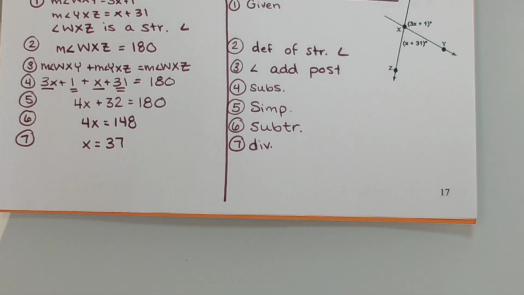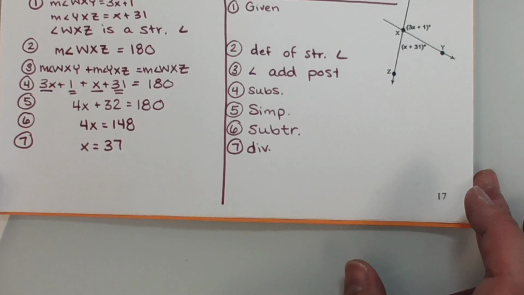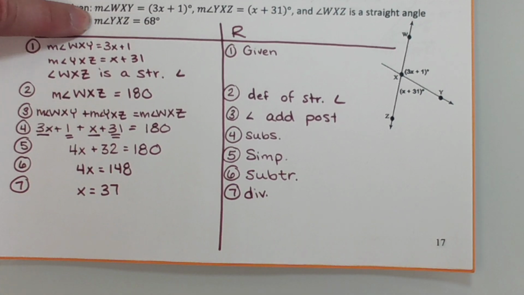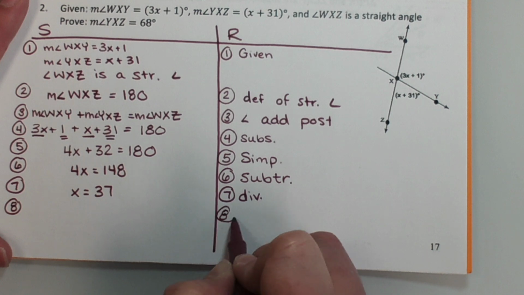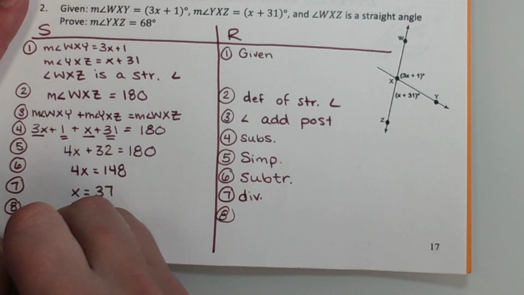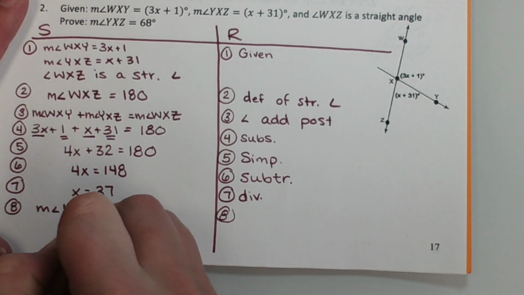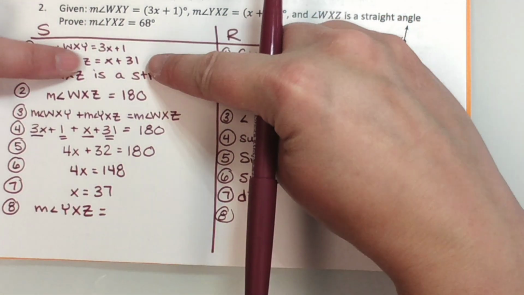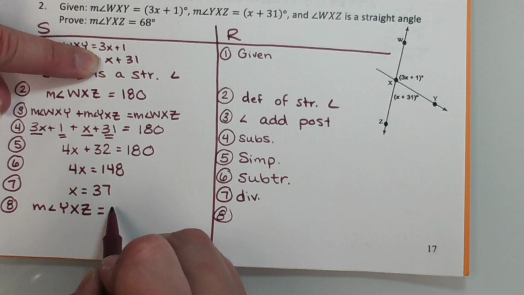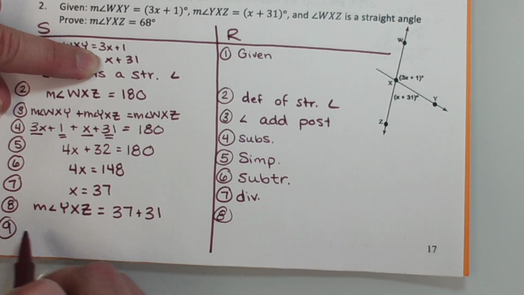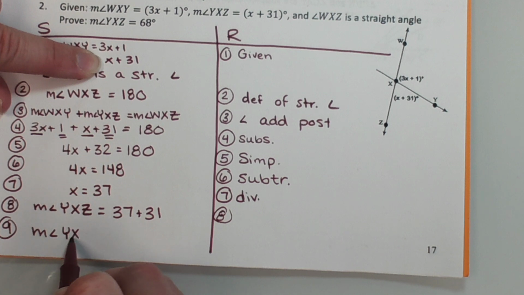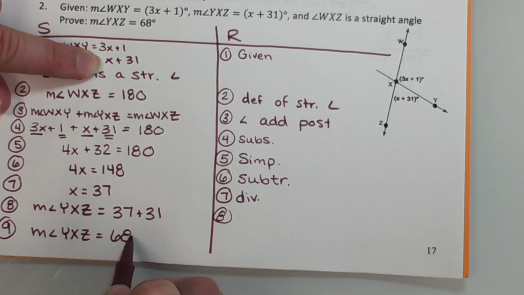Am I done? No. What have I not done? Haven't matched the proof, so I need to plug back in. I'm looking for the measure of angle YXZ, so measure of angle YXZ equals, well, YXZ is this x plus 31, so it's 37 plus 31. Add those together, and I get 68, which is what we're trying to solve for.